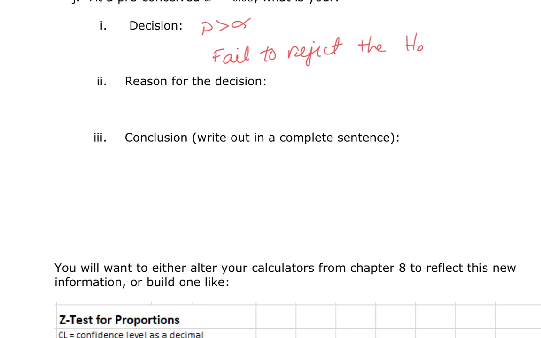And then my conclusion, I would write something along these lines. At the 5% level of significance, there is not sufficient evidence to reject the conclusion in China that the birth ratio is 100 to 114, so 46.7% girls. So we don't have enough evidence to reject that status quo.